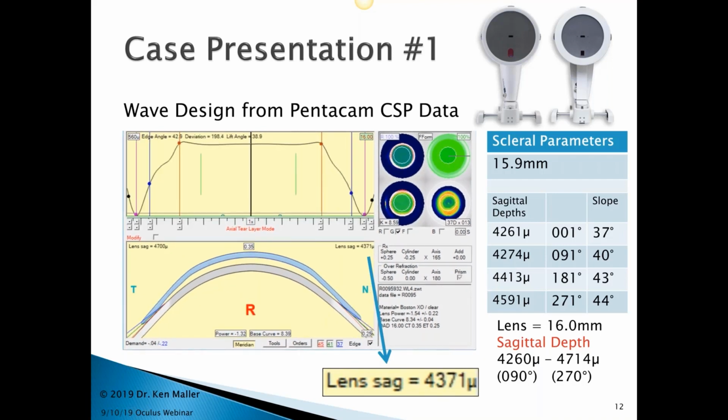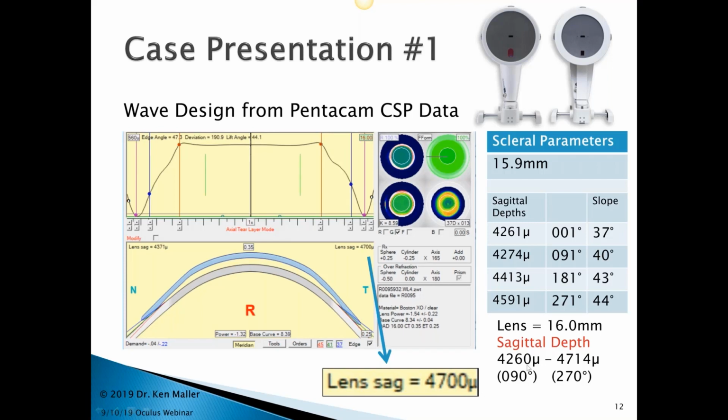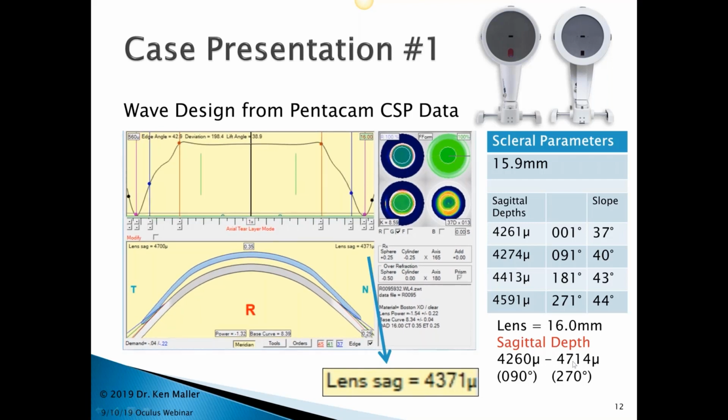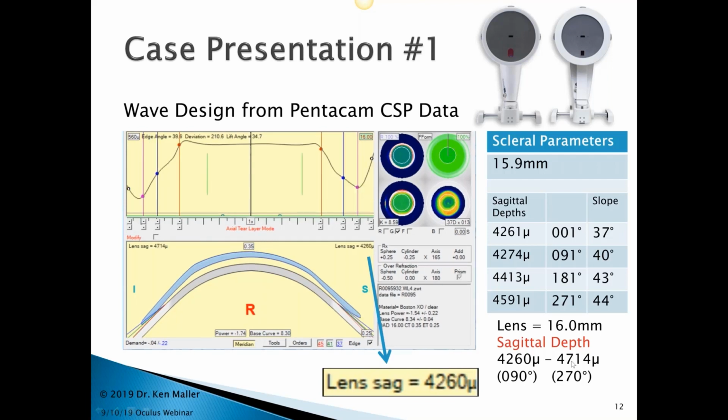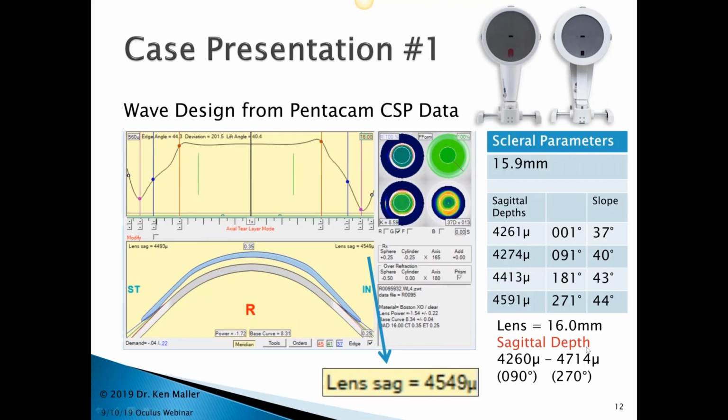My lens happens to be at 16 millimeters, so it's just about where the 15.9 millimeter data was reported. We can see here that the sagittal depth of my 16 millimeter lens varies from 4200 up to 4714 at the 90 and the 270. And of course, the 4714 certainly represents the steepest area, where we had that 4591 micron depth reported on the CSP software. So that makes sense.